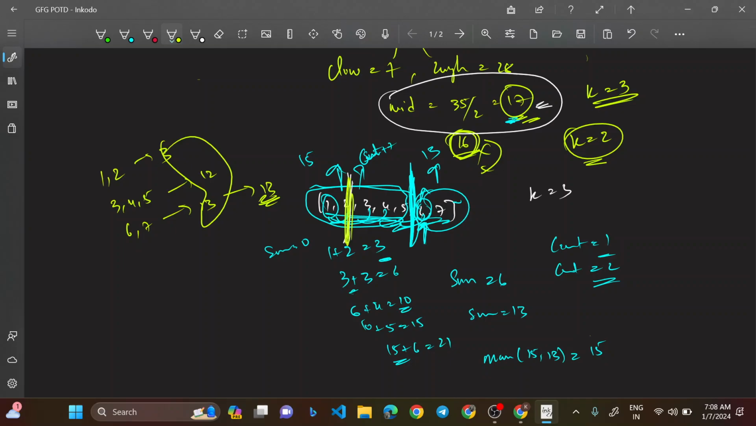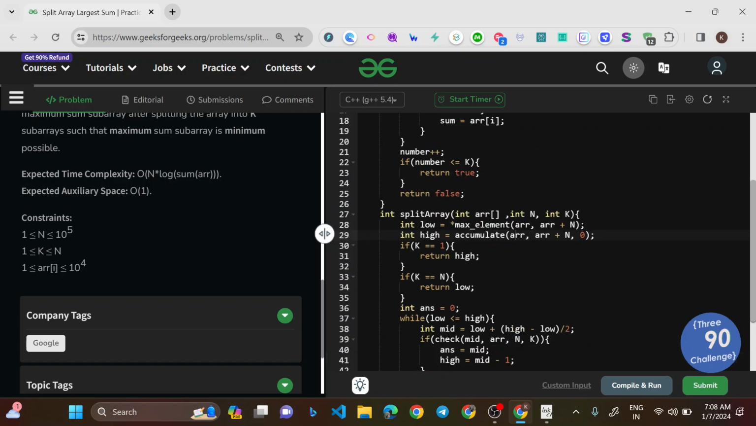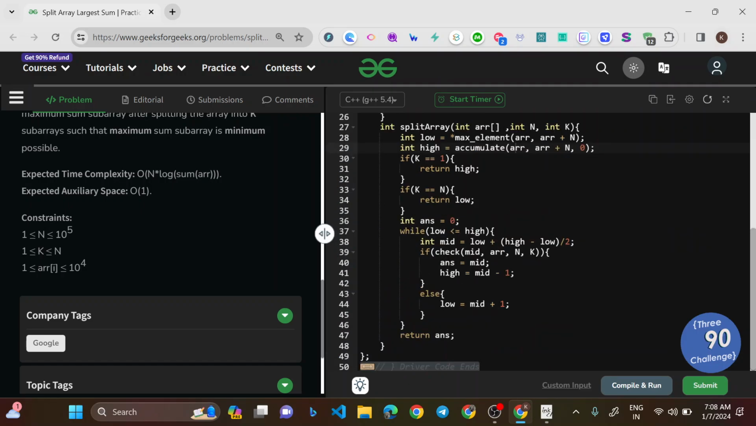I hope you people have understood the basic parts. I've tried to explain very properly. So the same thing I've put in the code. First, int low and high, both ranges. And if k equal to 1, return the high, that means the sum. If k equal to n, return the low. Instead of doing all the calculation, just return the answer here.